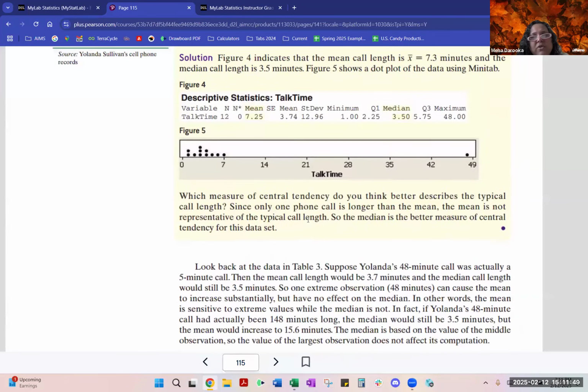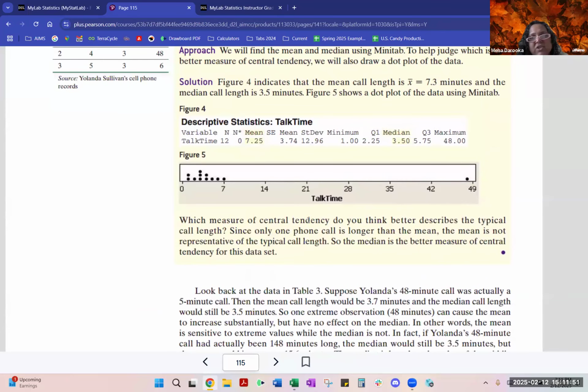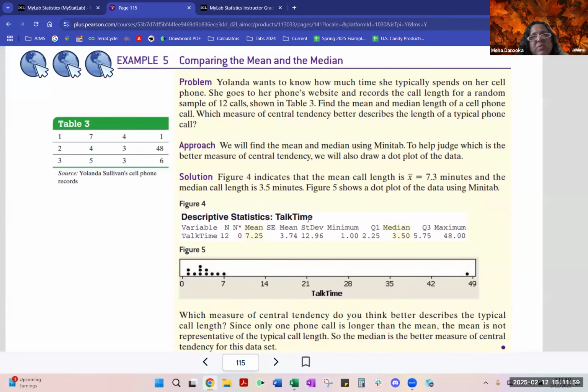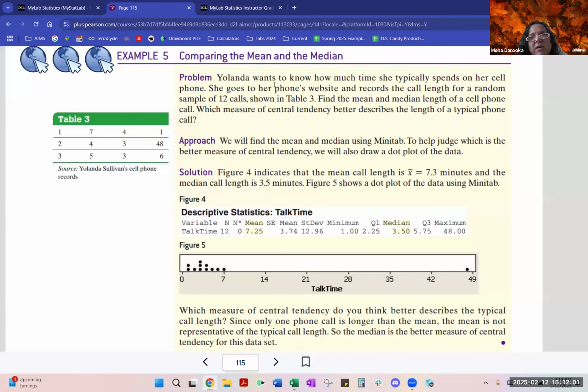So when we're talking about not affecting its value substantially, if you look at this example over here, even though we're not using technology, it shows Yolanda wants to know how much time she typically spends on her cell phone. She goes to the phone's website and records the call length for a random sample of 12 calls that she has made. You can see in table 3 what her call lengths are. And most of them are single digits, except that one, which is 48.